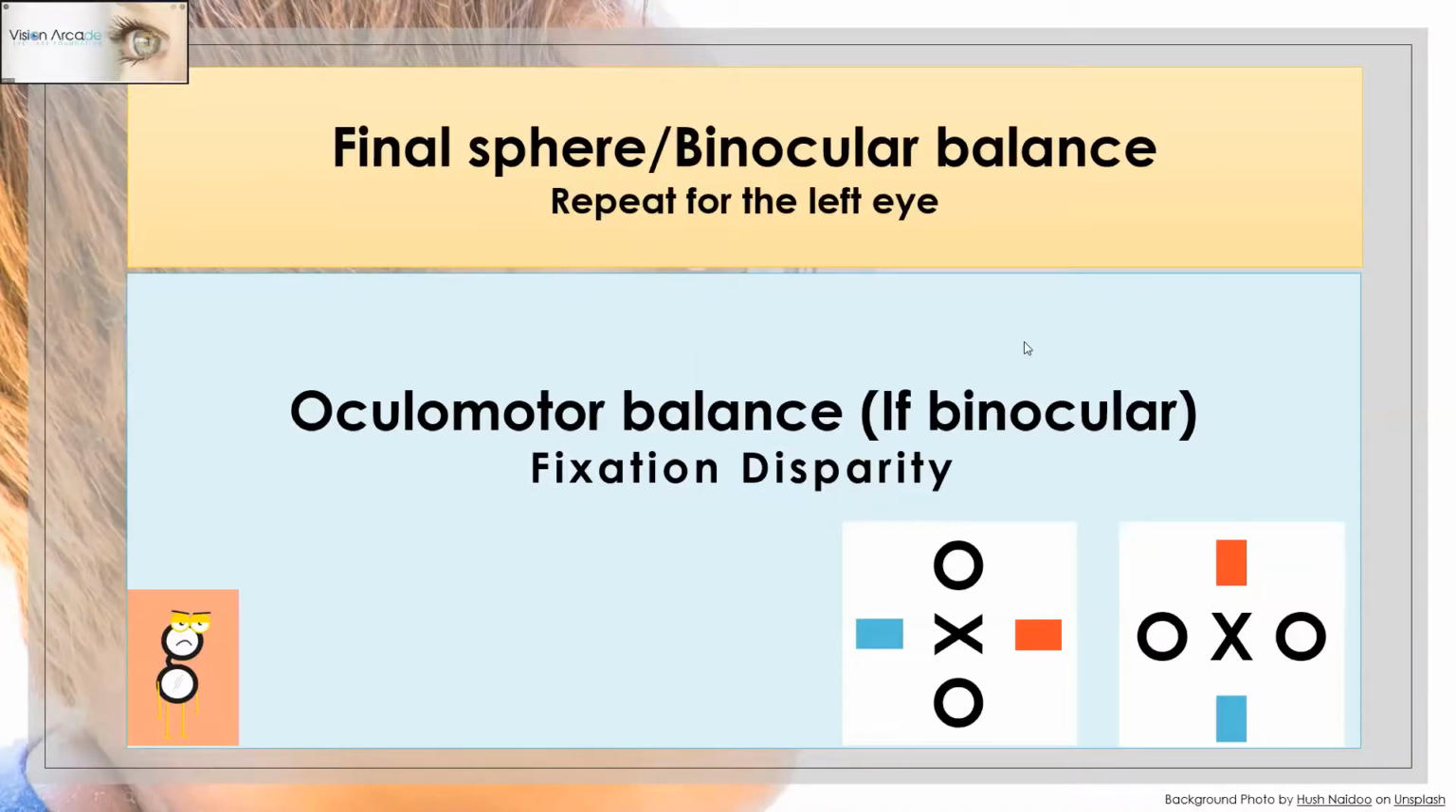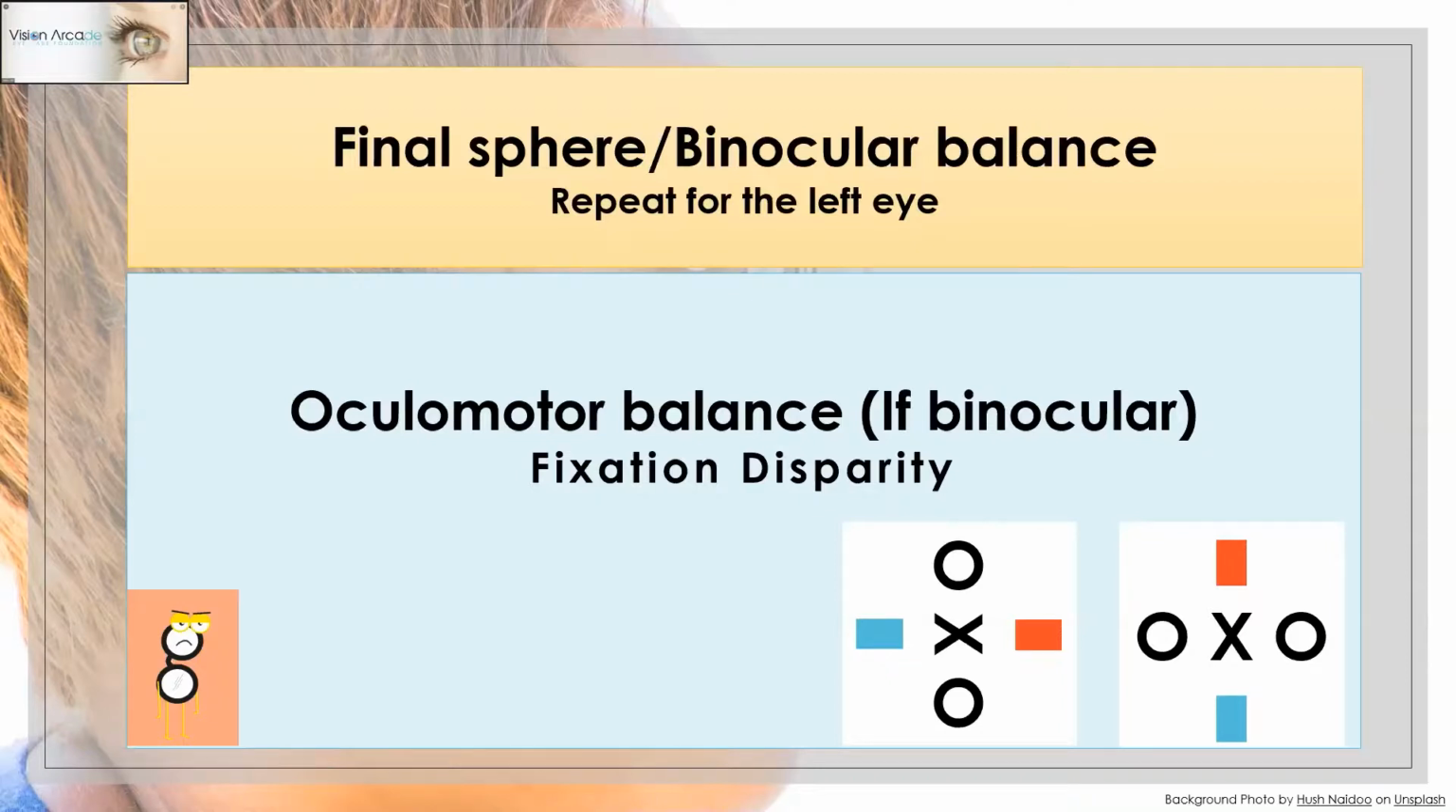So we'll go to oculomotor balance. I use the fixation disparity test, which is a target you see there, the OXO, very popular one. And with the fixation disparity, a few points to note. You're meant to refine the vertical disparity first because it affects your horizontal disparity.